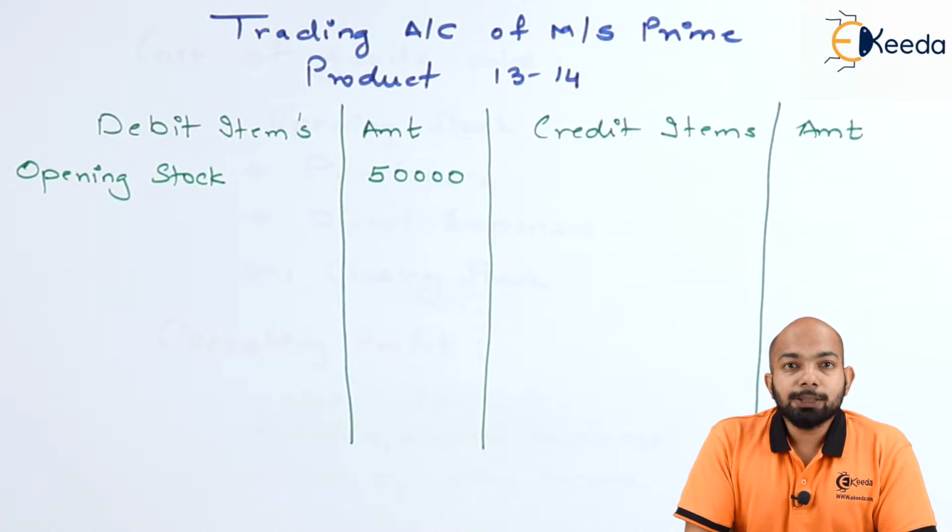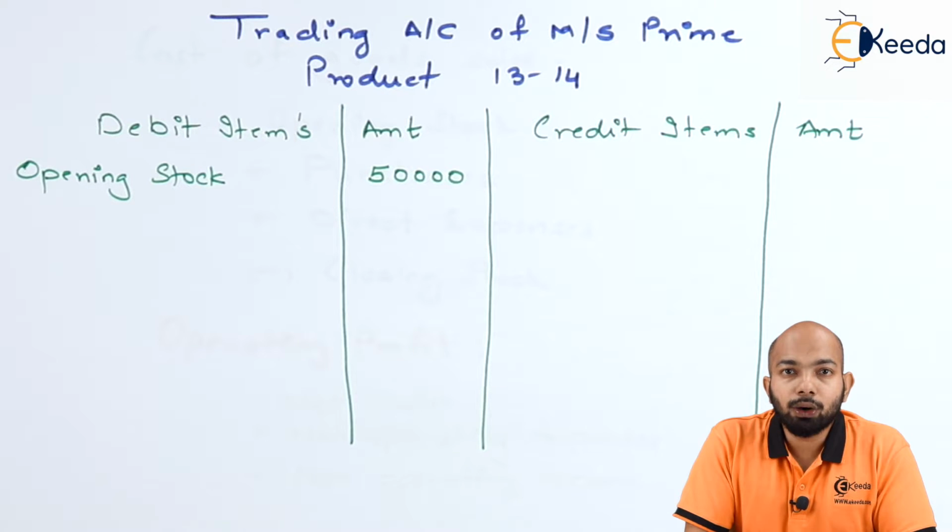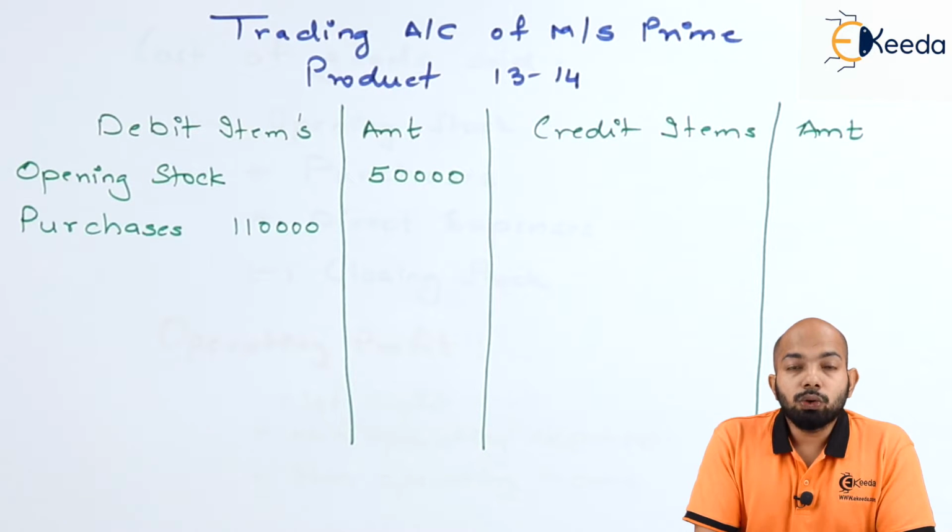Once opening stock has been mentioned on the debit side, the next item was purchases, rupees 1,10,000. Again, purchase is an expense that you have made, which was necessary to create the goods that you sell. So purchase being an expense will be recorded on the debit side of the trading account. Let's record that item. We have recorded purchases as 1,10,000. I have mentioned that in the inner column and not in the outer, or net value, column.